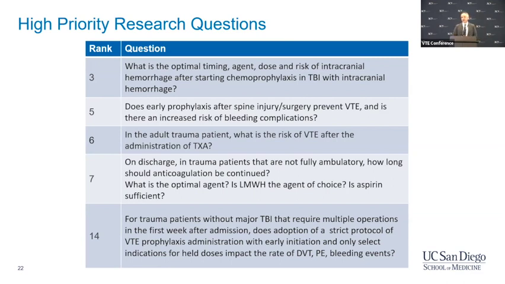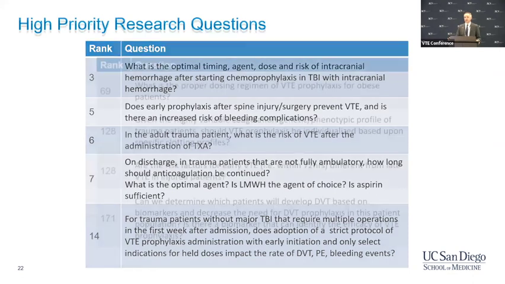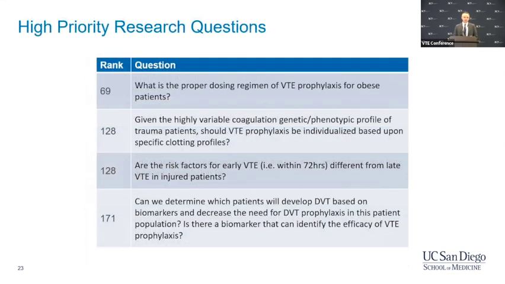Number 7, here's a theme we've been talking about a lot. On discharge, in trauma patients that aren't fully ambulatory, how long should they be anticoagulated? What's the optimal agent? Should it be Lovenox? What about aspirin? So again, all the things that we've talked about today are relevant. And then again, question number 14 is another take on the TBI question with a little bit more nuanced approach. So again, within the top few questions, we've got a lot of VTE-related research involved here.